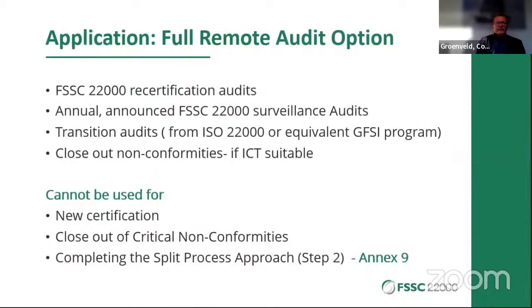Also, when you look at the application, not for new certification, also when in a previous audit there have been critical non-conformities, and we have a grading in FSSC 22000. So when there is a critical non-conformity, you cannot use this to close out the critical non-conformity, and it should also be allowed for surveillances and recertification.